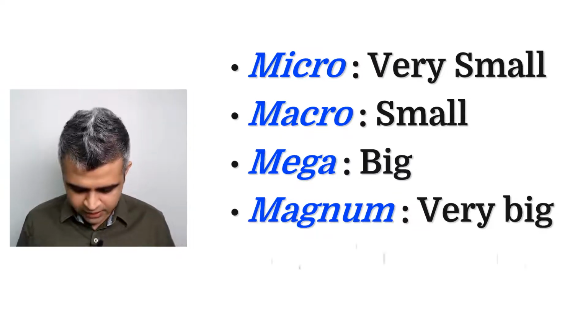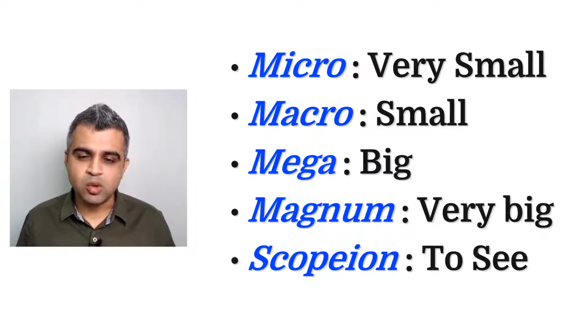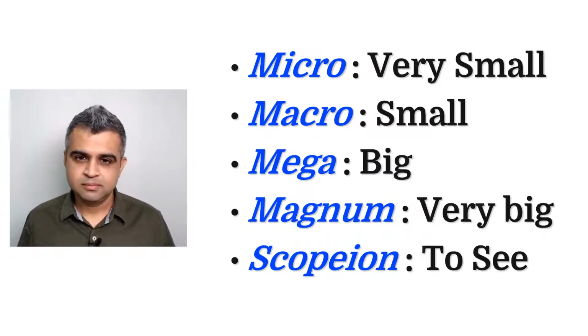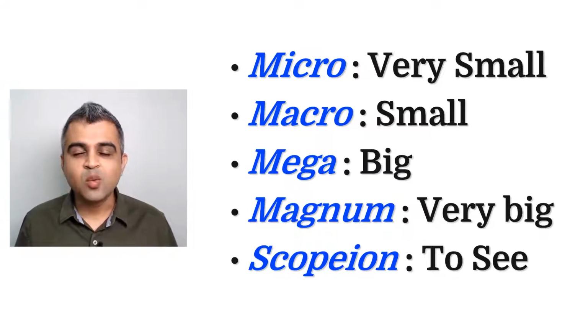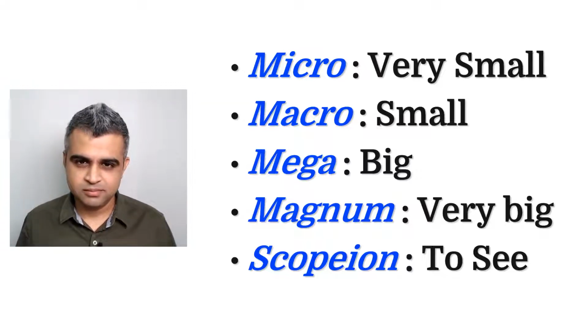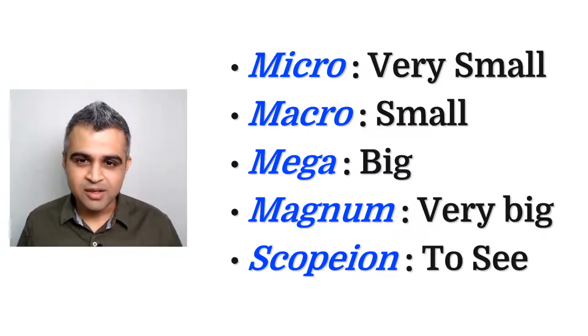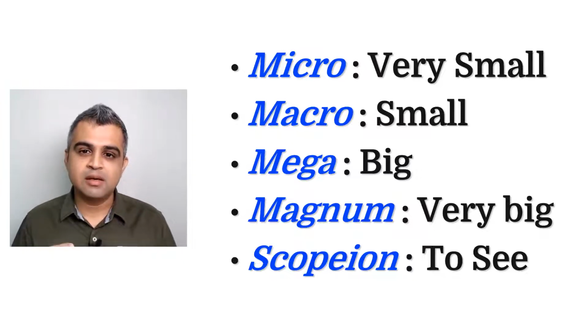The next word is a Latin word which also you've heard before, called scopion. The word scopion means to see. So I think you know where I'm going with this. There's a word for an instrument called a microscope. Microscope again does not mean to see very small. It means an instrument which is used to see very small things.